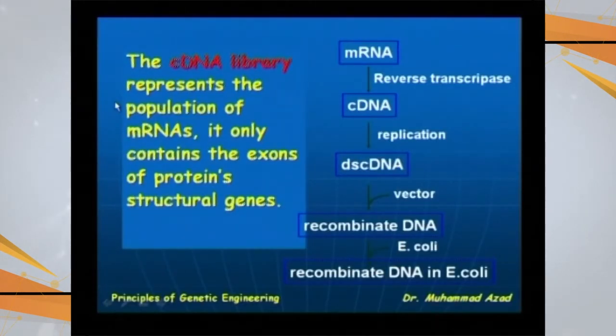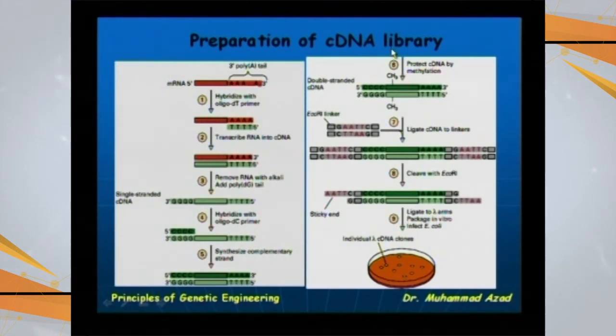By this process of isolation of genes, we have created a library which is called the complementary DNA library, which represents the population of mRNAs. It only contains the exon portion of the structural gene. So mRNA is treated with reverse transcriptase, making complementary DNA. They are replicated to form double-stranded complementary DNA, and then they are placed in the vector, and the vectors are used when we combine. So we are going to prepare a complementary DNA library, and the whole of the human genome is isolated at the moment.